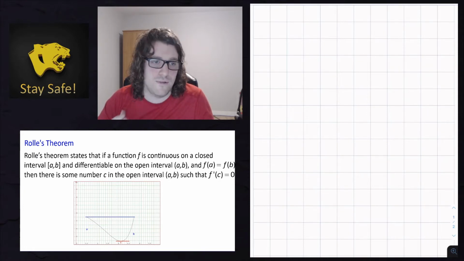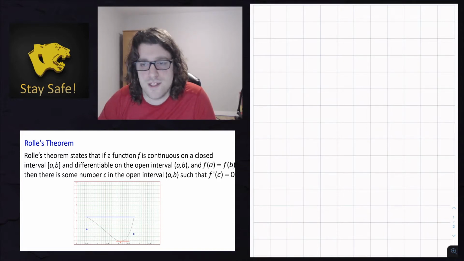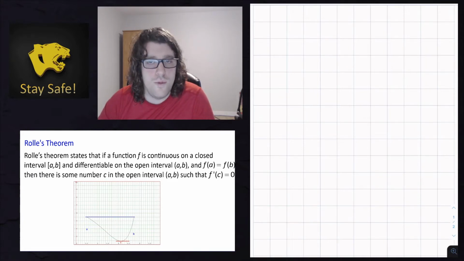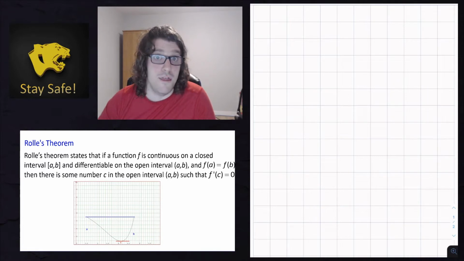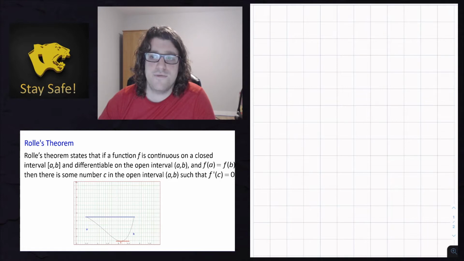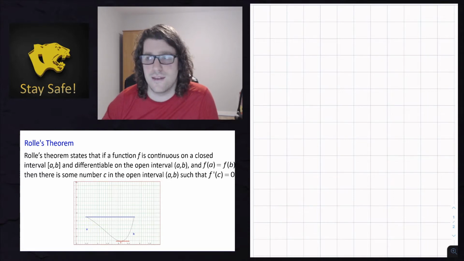First of all, I'll read it to you, even though that's kind of a silly thing to do. Rolle's theorem states that if a function f is continuous on a closed interval from a to b, and differentiable on the open interval from a to b, and, so there's three conditions to this, f of a is equal to f of b, then, as a result, there is some number c in the open interval a to b such that the derivative of the original function at that c value is 0. That's a lot to digest all at once, especially if you're not used to reading things like this.